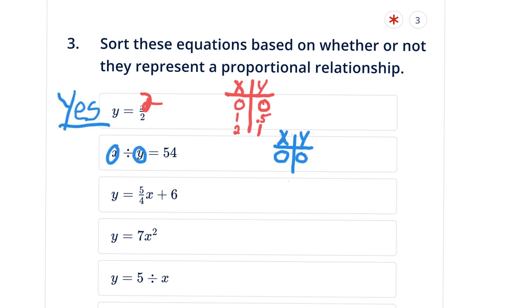On the next one, I'm going to go right away to our 0, 0 rule and try that. I'll put a 0 where x is and a 0 where y is. Well, 0 divided by 0. Remember, we're not allowed to divide by 0 or have it be in the denominator, and that would be an error. And even if you did think this equaled 0, it would make this equation unbalanced. 0 does not equal 54. So this is a no. It is not proportional.